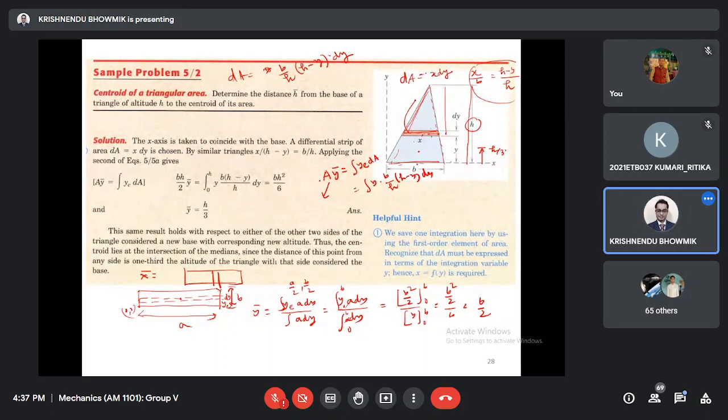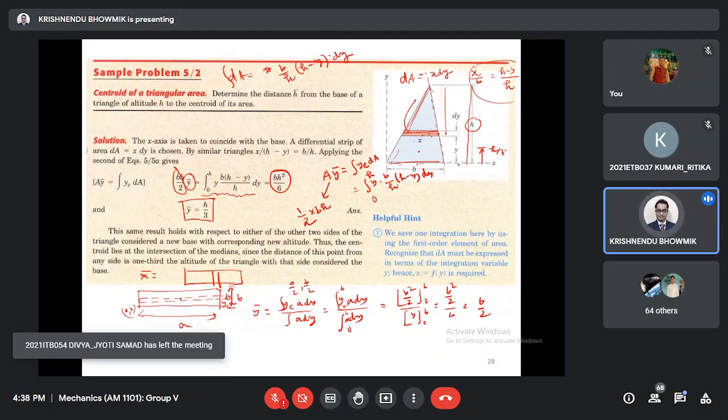If somebody can do these integrations directly, you can get half bh. So this multiplied by this equals this expression. It is very simple, you have to do the integration. The limit is 0 to h, so that is this. Then y bar equals h by 3. So we used first moment expressions to calculate the centroid of the triangle from the base, and we can show that from the base the distance is h by 3.